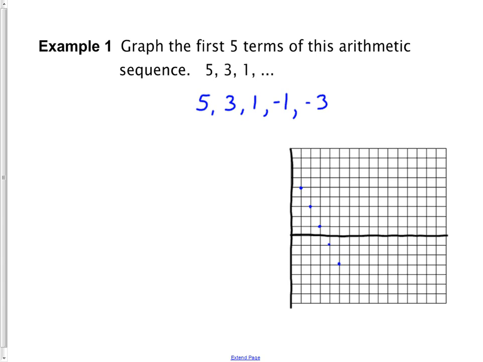Now, as you can see, if I were to draw a line through these, it would be a linear relationship. Arithmetic sequences will always have a linear relationship between the points. But as far as graphing goes, we're just going to plot the points, because those are the 5 ordered pairs that we'll be dealing with in the graph, the first 5 terms of the arithmetic sequence.